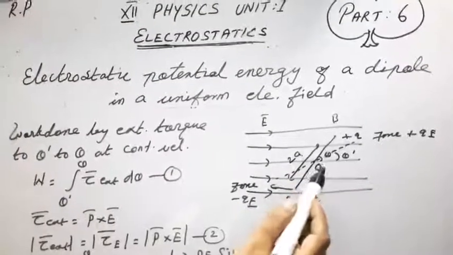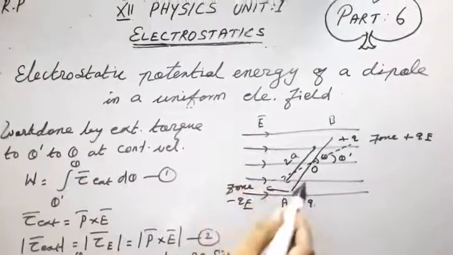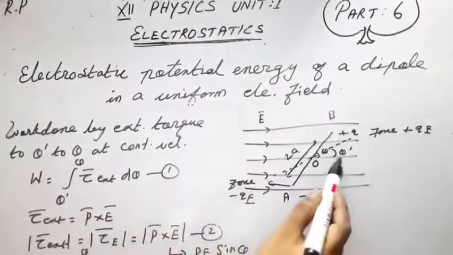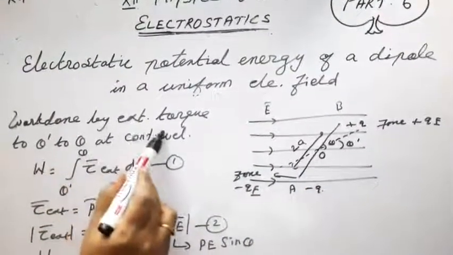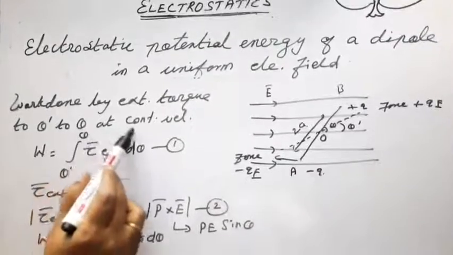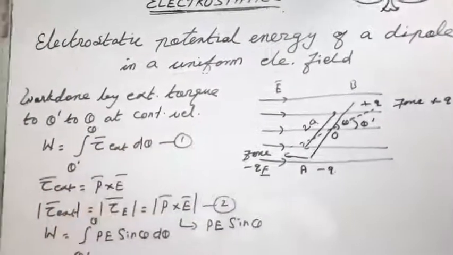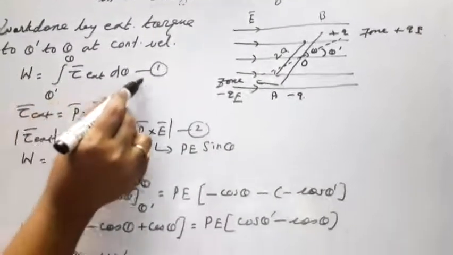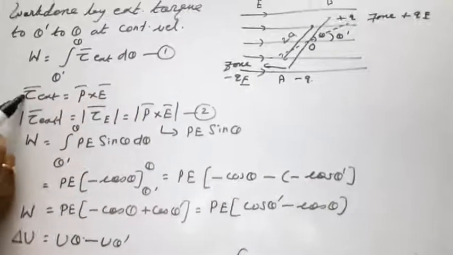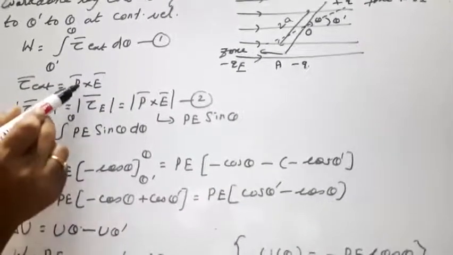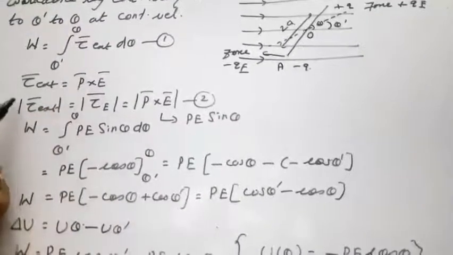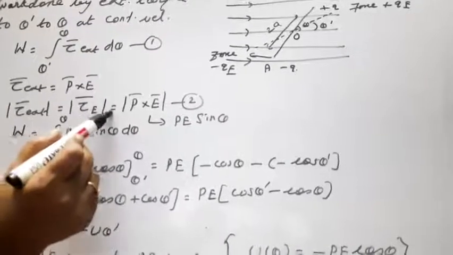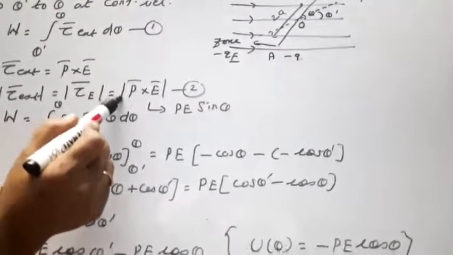Now this dipole is rotated. When it is rotated along the direction of the electric field, we can make an angle theta dash. Now the work done by external torque from theta dash to theta at constant velocity. Therefore, work done equal to integral of theta dash to theta tau external d theta. This is equation 1. Already we know that tau external equal to the cross product P vector cross E vector.